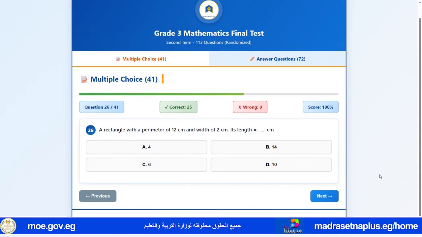A rectangle with a perimeter. So what is meant by the perimeter? The perimeter is double the length and width. The formula for getting the perimeter of a rectangle is what? 2 times the length plus the width. So half of 12 is the length plus the width. So 12 is what? Is double the length and width. What about length and width? Divide 12 by 2. So if we divide 12 by 2, we'll get the length plus the width. 12 divided by 2 equals 6. Okay? So the right answer is 6.